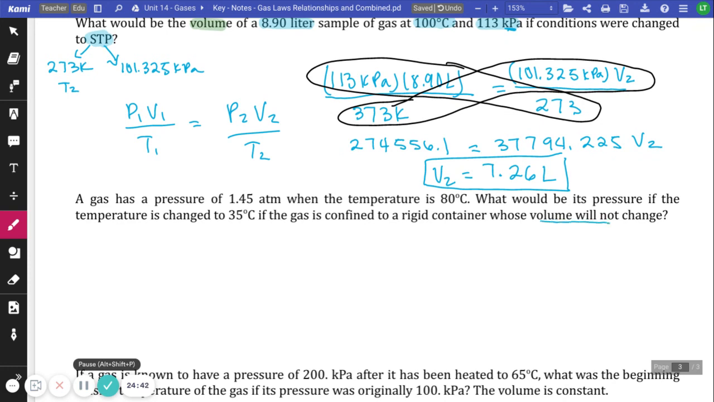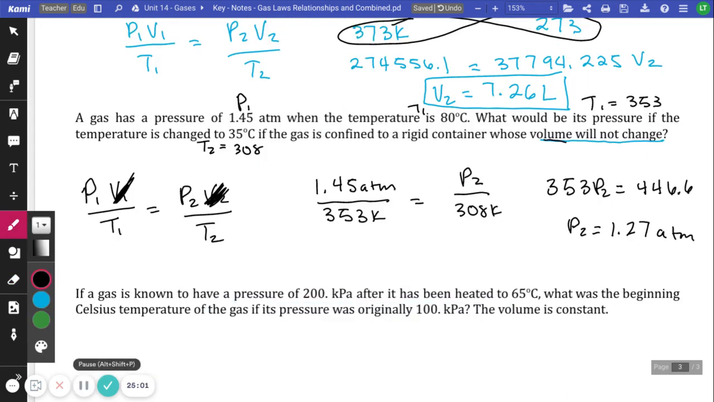I want you to notice that it says its volume will not change. So when it says that, basically we can cancel volume out of our problem. We don't have to solve for volume. So I want you guys to go ahead and try to solve this one, see how you do, pause the video, work it out, and then come back to go over it.